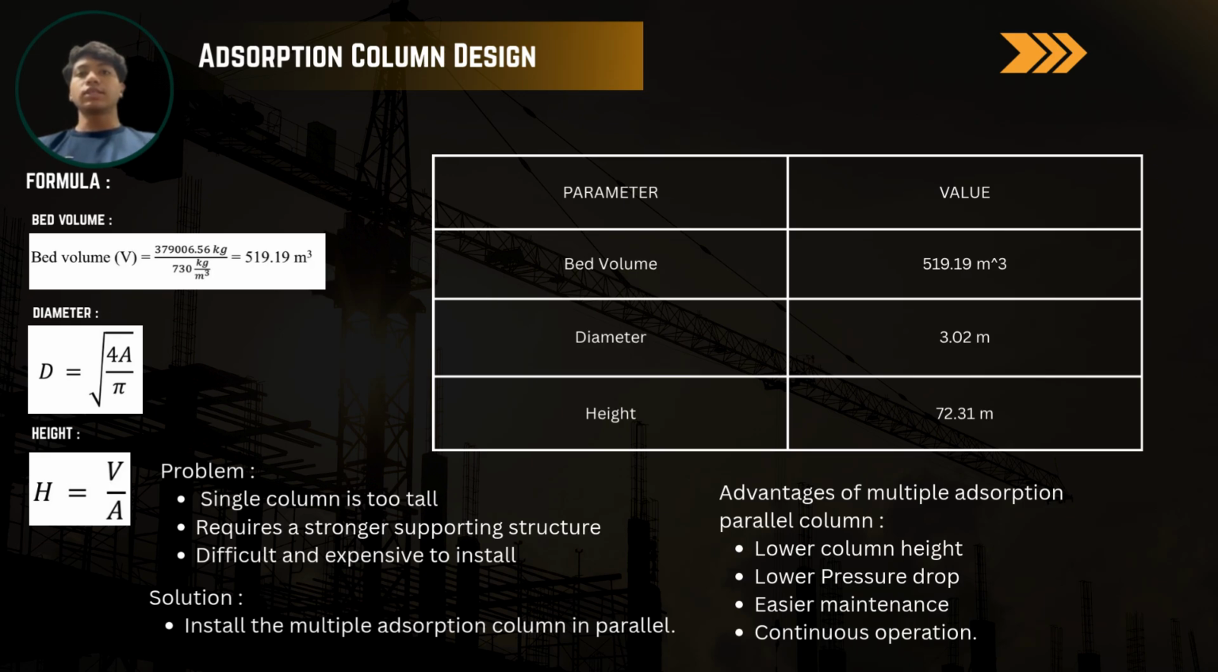So I will explain the problem and the solution for this adsorption column. The problem is that a single column is too tall and requires a stronger supporting structure. So a solution for this is to install multiple adsorption columns in parallel. The advantage of multiple parallel adsorption columns is that it can lower the column height and lower the pressure drop as well, and it is easier in terms of maintenance, and it is continuous operation.